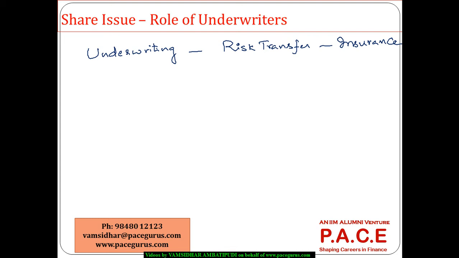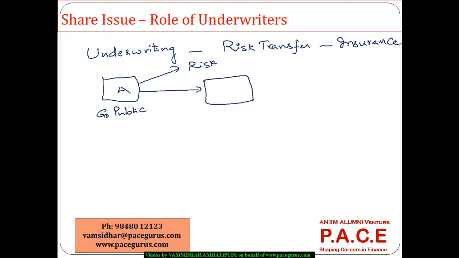Let's look at this process. Let's say there is a company which wants to go public. This is the intention of the company. Now, one option is to directly sell the shares to the public, but there is a big risk associated with it. So the most common thing that happens is it approaches an investment bank, which is the typical issuing house.